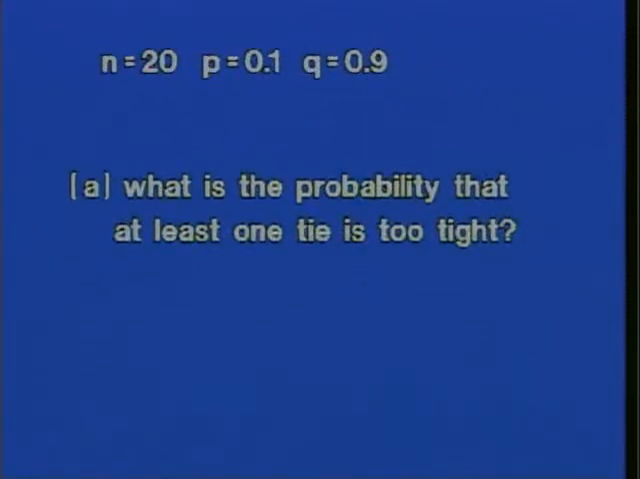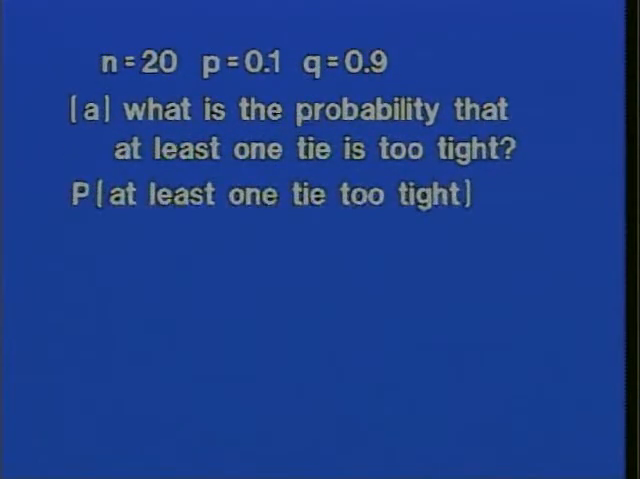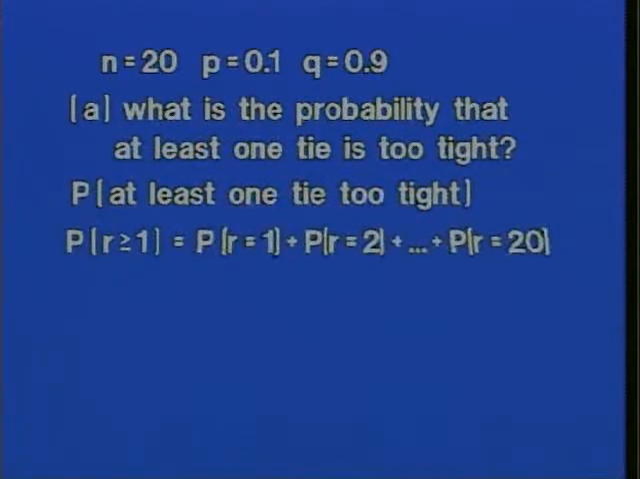Let's figure the probability that at least one tie is too tight. So we're figuring the probability that r, the number of successes, if you can call a tie being too tight a success, is greater than or equal to 1. The direct way to work this is to take the probability that r is 1 and add the probability that r is 2, and the probability that r is 3, and so on, all the way up to adding the probability that r is 20.